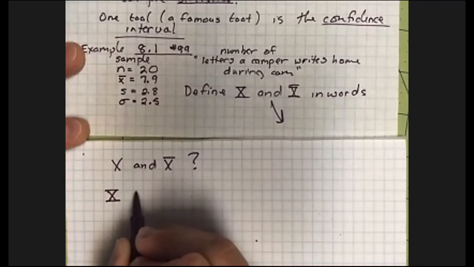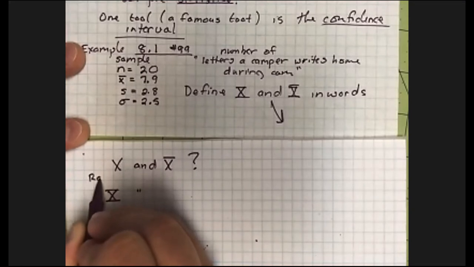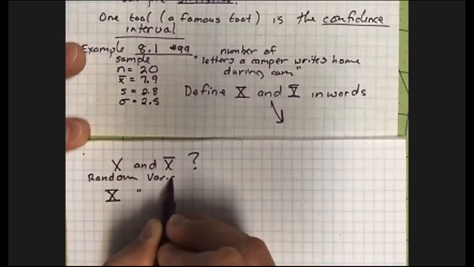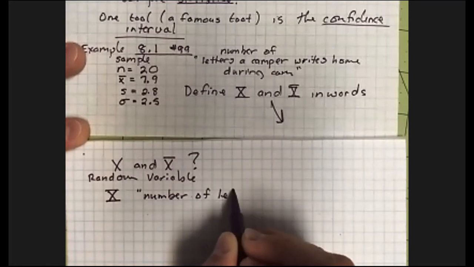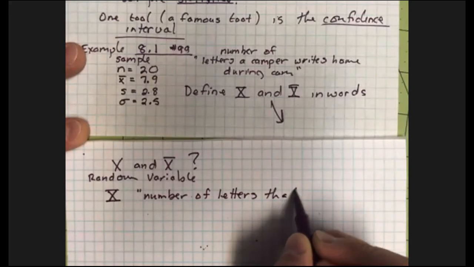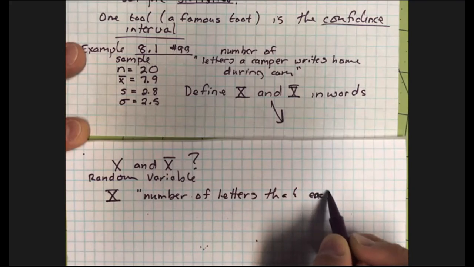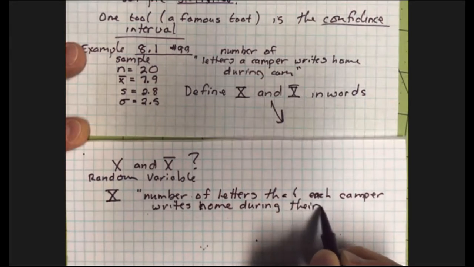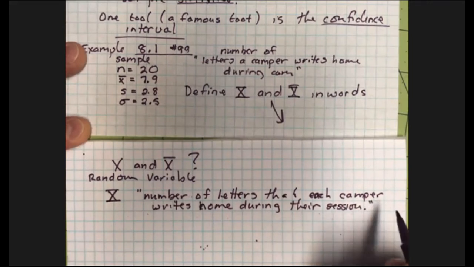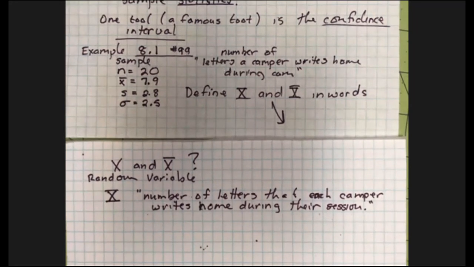So first, X, the random variable, is the number of letters that each camper writes home during their session. And that's the thing that's almost impossible for me to know unless I physically ask each camper. If there's only 100 kids at the camp, maybe I'll do that. If there's 1,000 kids at the camp, that might take me a while. I may not have time to do that.